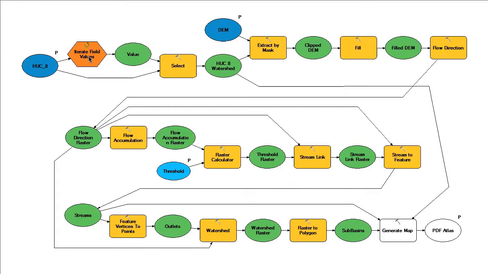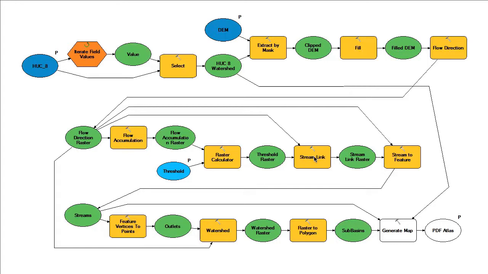We first iterate through all of the shapes in the shapefile and using the select tool, create a new shapefile, which we use to extract the DEM to get the DEM of just the area under the watershed. We then use the fill tool, which prepares the DEM for calculating the flow direction, which calculates the direction of flow of each cell of the DEM. We can then calculate the flow accumulation for each cell, and then using raster calculator are able to delineate the stream network using the threshold input.